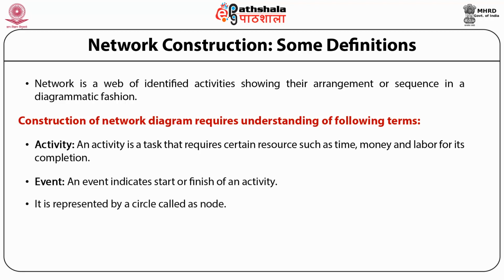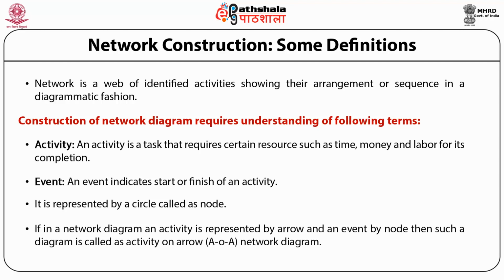It is represented by a circle called a node. An event does not consume any resource and it occurs at a point in time. If in a network diagram an activity is represented by an arrow and an event by a node, then such a diagram is called an activity on arrow, AOA, network diagram.